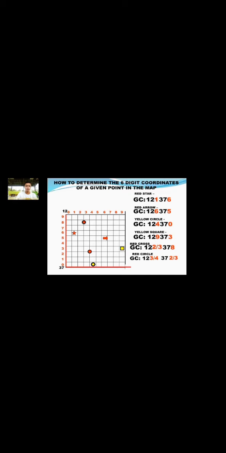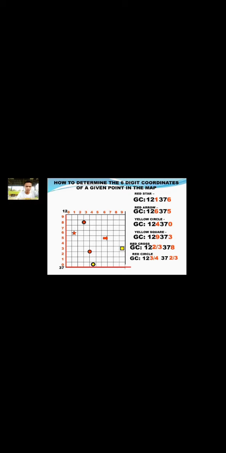Next is the yellow circle. The grid square is 12 and 37. Find the yellow circle. Okay, this is the yellow circle. It is aligned with 4 and 0.